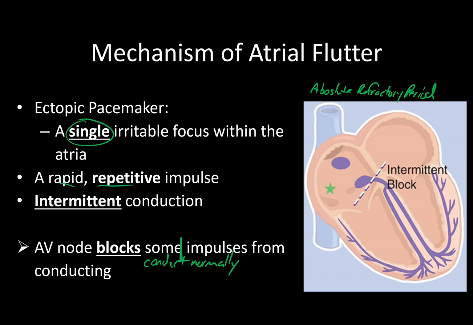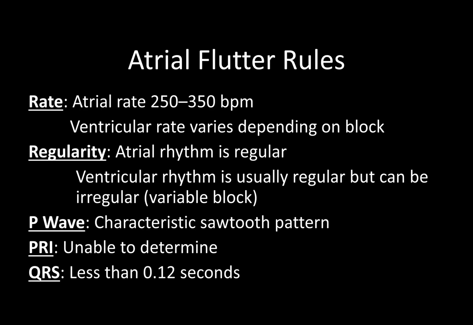And so what really makes a flutter kind of cool is the fact that it just cycles over and over and over again as quickly as it can, which is what gives it its characteristic sawtooth appearance. The rules for atrial flutter include two parts. You actually have to look at the atrial and the ventricular rate separately. The atrial rate is going to be in the 250 to 350 range because those P waves keep happening at such a rapid rate. It's just one after the other.